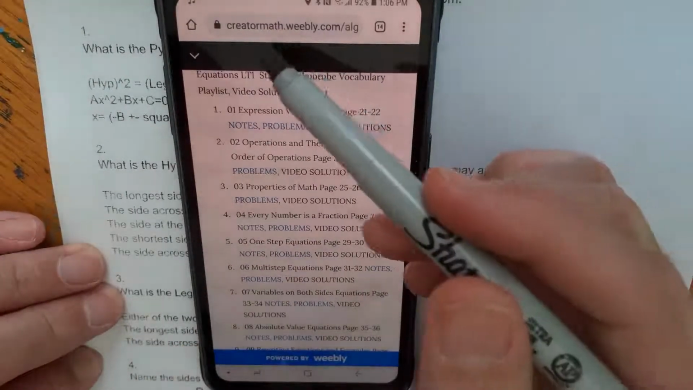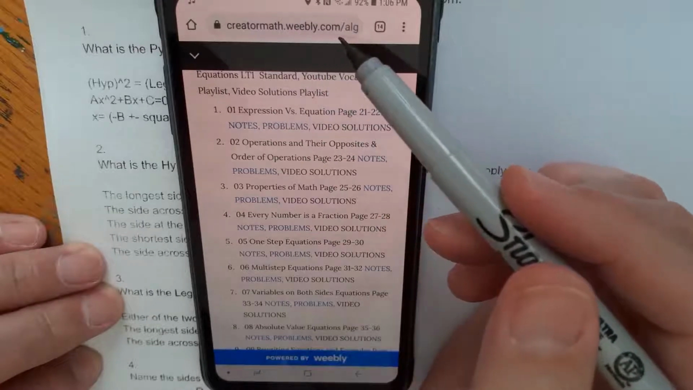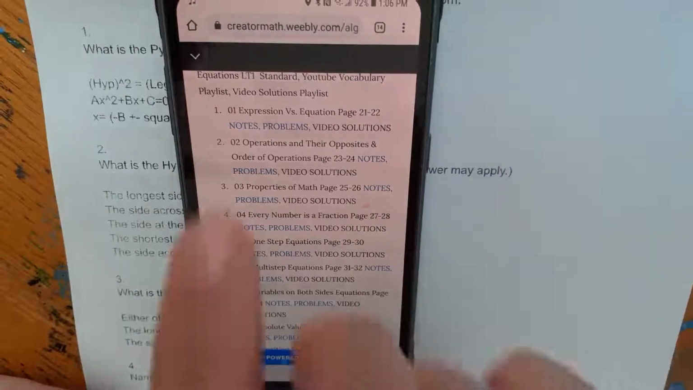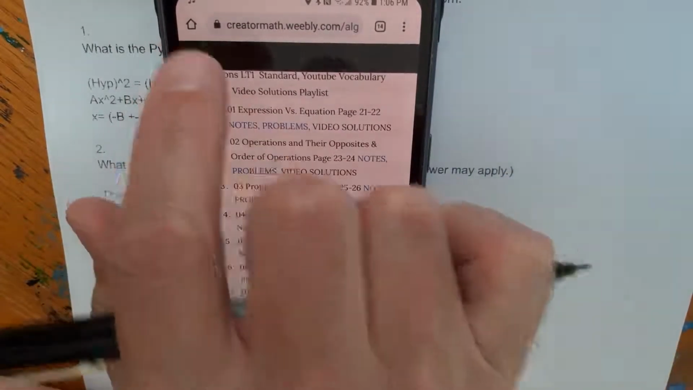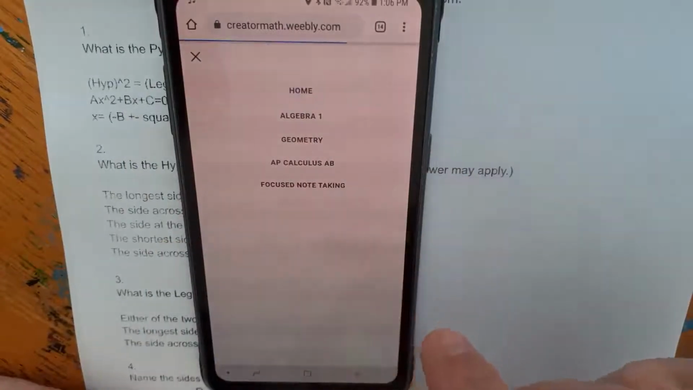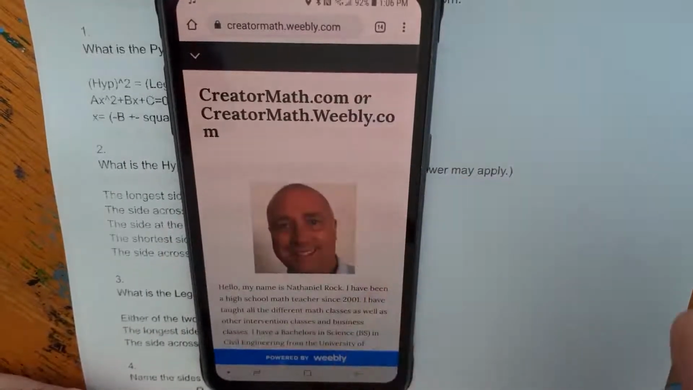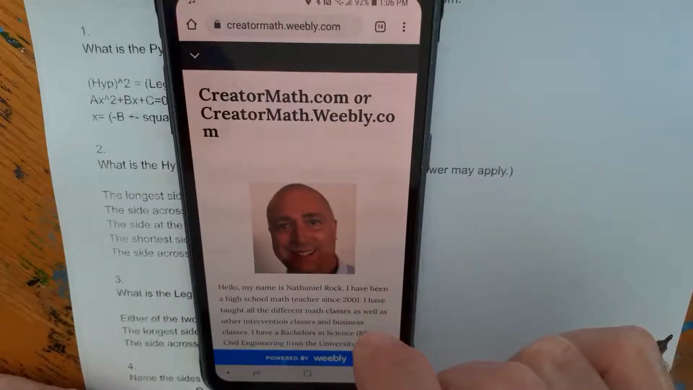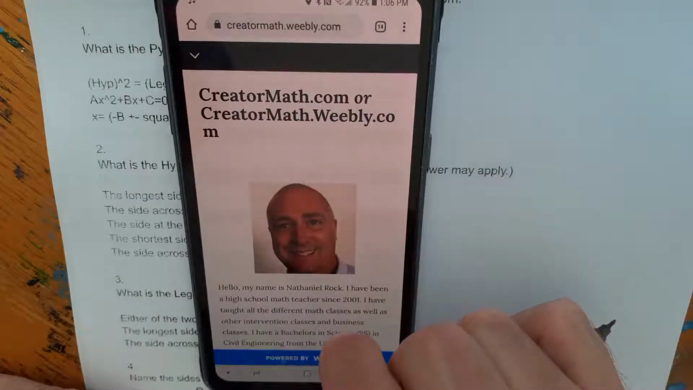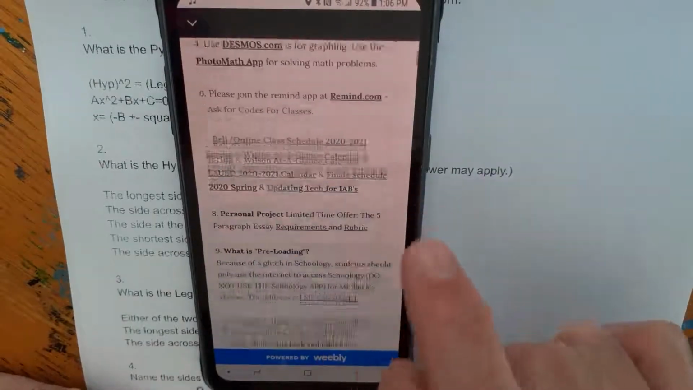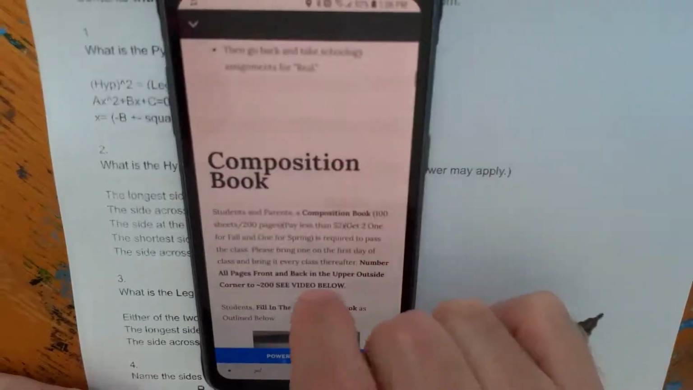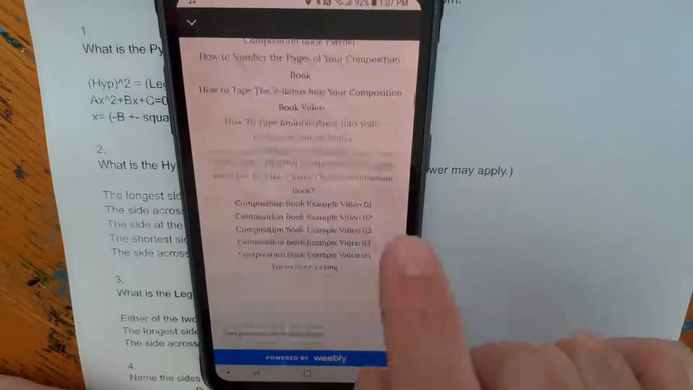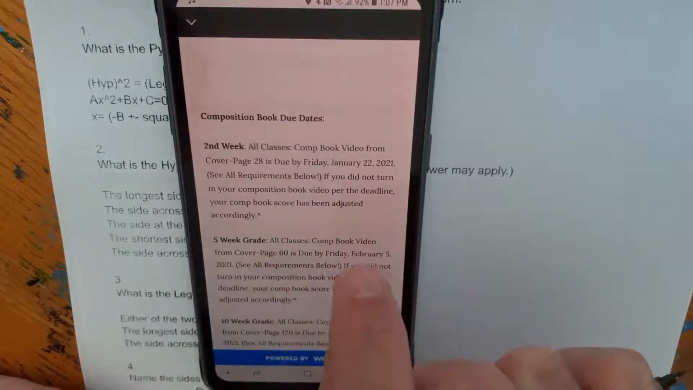So here's the website, creatormath.weebly.com. Type that into Google and hopefully you can find this. The home page will pop up something like this, at least at the time of this filming. All of your composition book information, instructions, details, and videos are on this homepage. Just scroll down until you see composition book and the picture, and then start watching those videos and following those directions and due dates. You should have 100% on that.